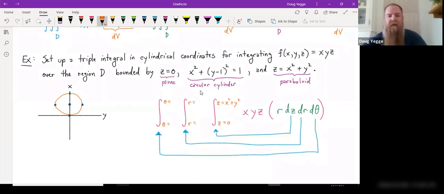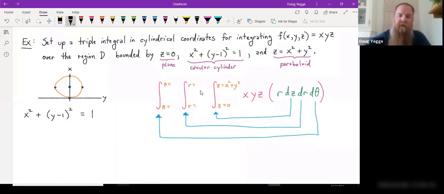Okay, so now we've got to think about this region in the xy plane. Since the last two limits of integration are in terms of r's and thetas, then that just means that I have to convert this equation in the xy plane to an equation involving r's and thetas. So when we do so, we're just going to have r cosine theta squared plus y, which is r sine theta, minus 1 squared is equal to 1.